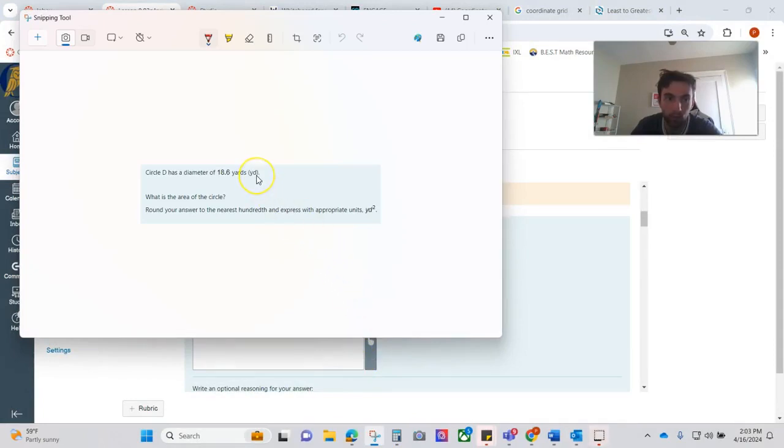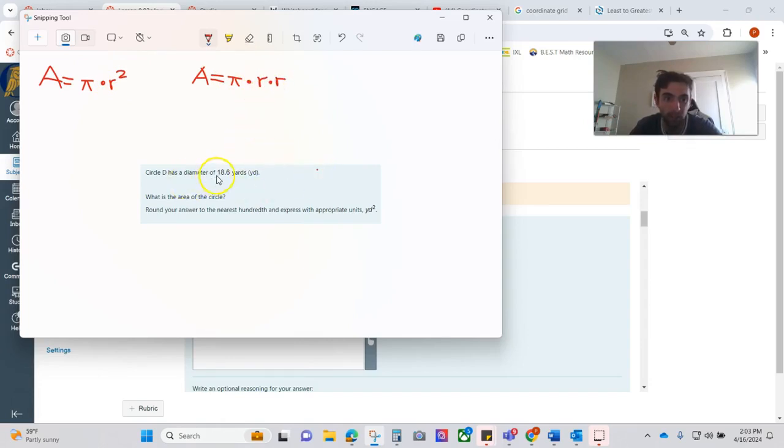Question 2. Circle D has a diameter of 18.6 yards. What is the area of the circle? To find the area of a circle, here's our formula. Pi times r squared. Or we can also do an expanded form, pi times radius times radius, because radius squared is the same as radius times radius.